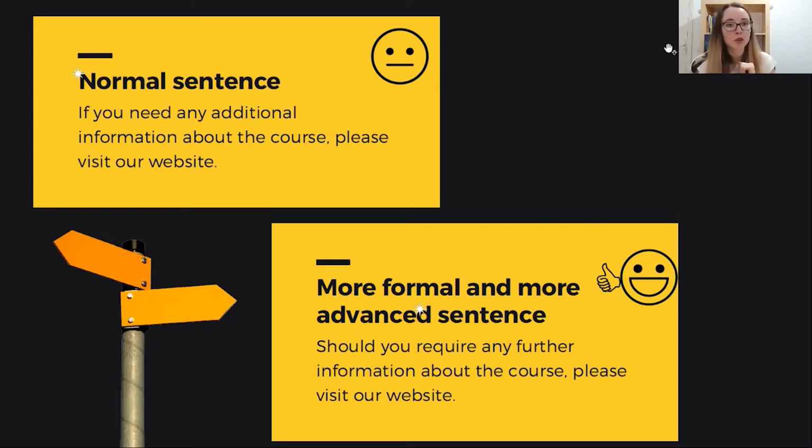This is a more formal version, and additional into further. Okay, so these are cosmetic changes, but they actually matter. And the inverted conditional here is if changed into should. As simple as that. Okay, so try it next time you write a text.